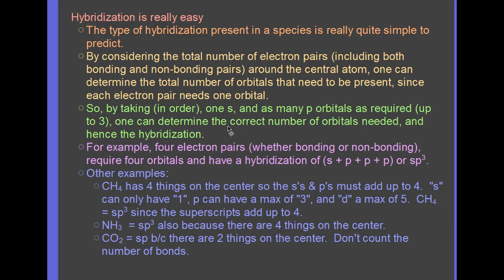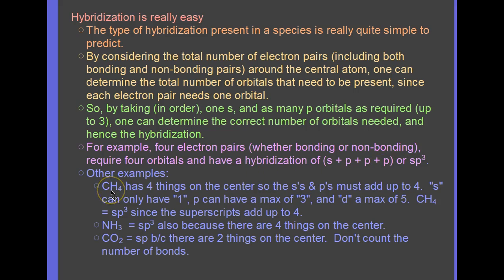So by taking, in order, 1 s and as many p orbitals as required, up to 3, one can determine the correct number of orbitals needed and hence the hybridization. For example, 4 electron pairs, whether bonding or non-bonding, require 4 orbitals and have a hybridization of s, p, p, p. So you can only have a max of 1 s, and a max of 3 p, so sp3, so those add up to 4.